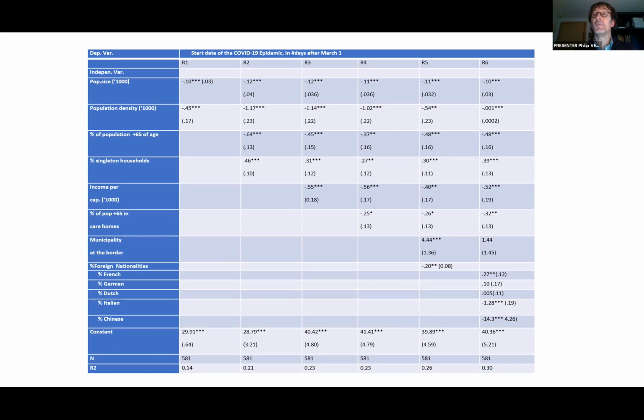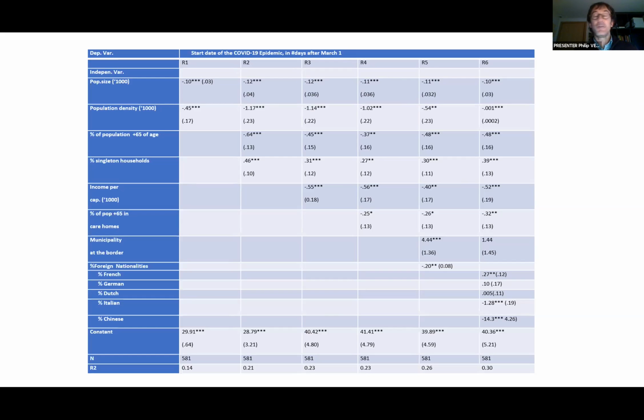Higher density municipalities also had earlier onset. When the share of the population above 65 was high, you have earlier onset. If you have a lot of singleton households, you have later onset. It tells you a bit about the social effects of this virus, how it spreads. So a lot of singleton households in the municipality would slow down the spread of the virus.